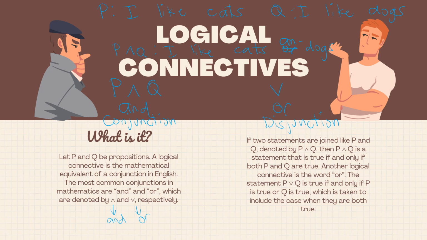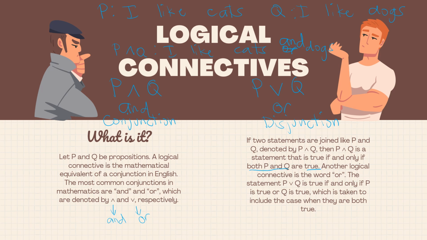And I like cats and dogs. So if we're going to make a statement P or Q, we can say I like cats or dogs, or we can say I like cats or I like dogs. So if two statements are joined like P and Q, denoted by P and Q, then P and Q is a statement that is true if and only if both P and Q are true.